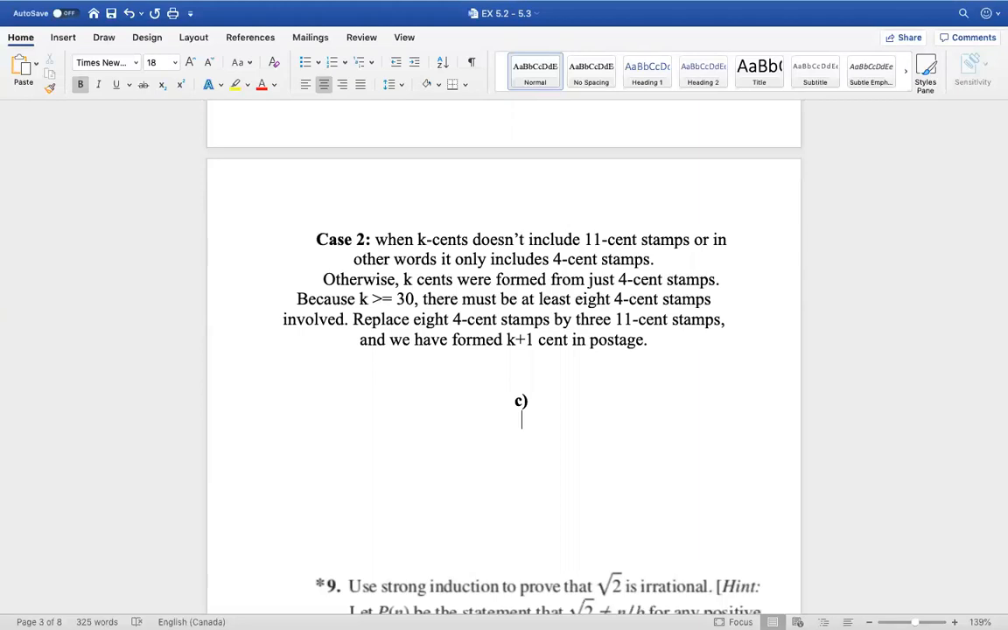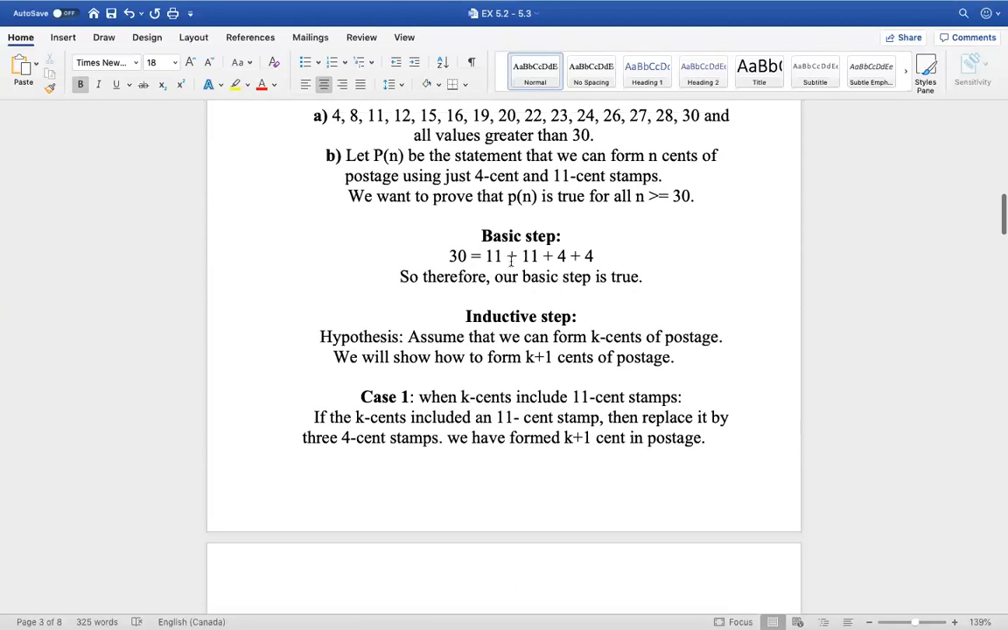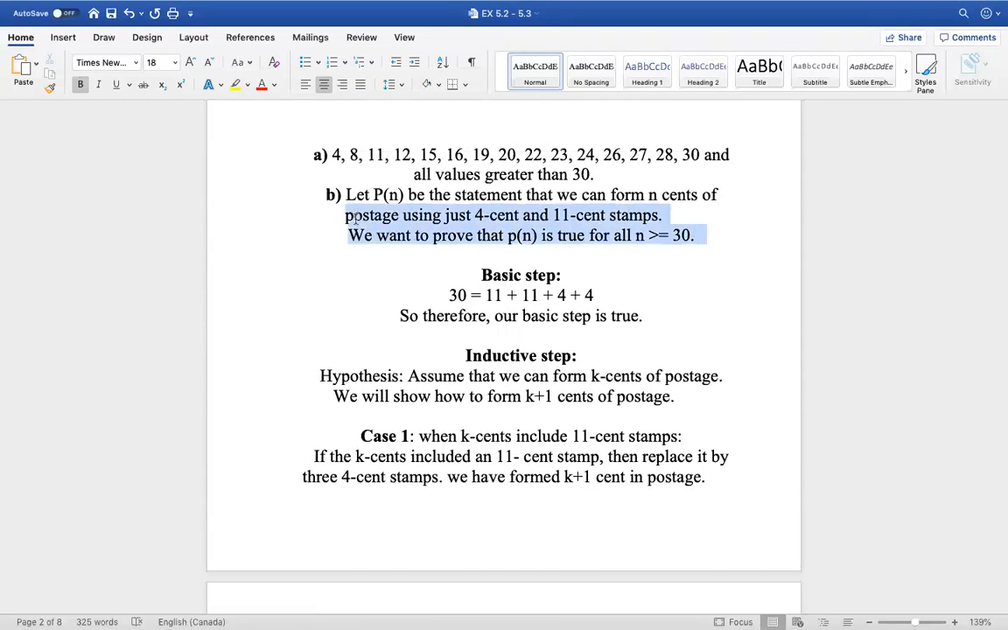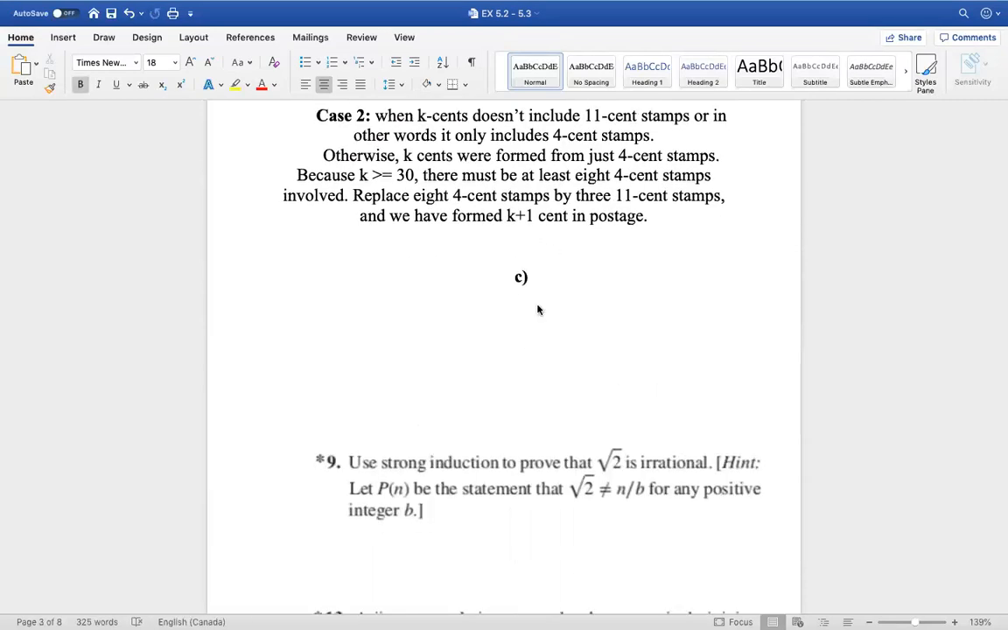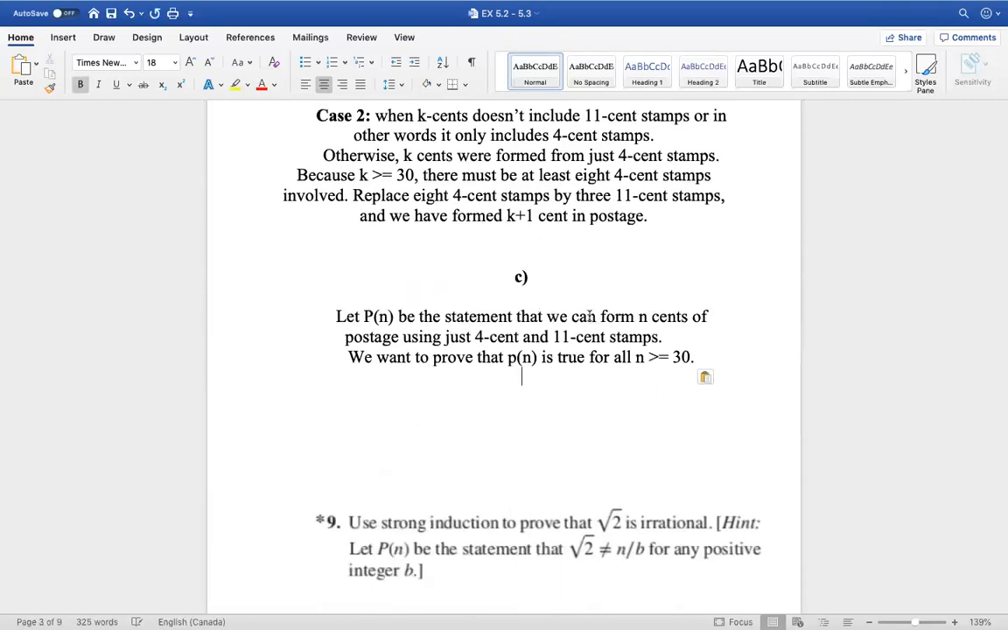So here we have the same Pn. We will just copy this. The definition of Pn is the same: Pn is the statement that we can form n cents of postage using just 4-cent and 11-cent stamps. And what we want to prove is the statement of Pn.